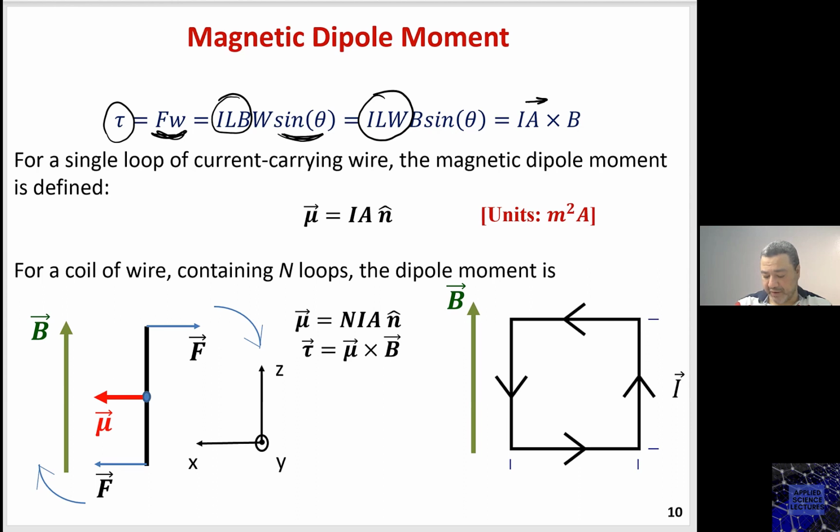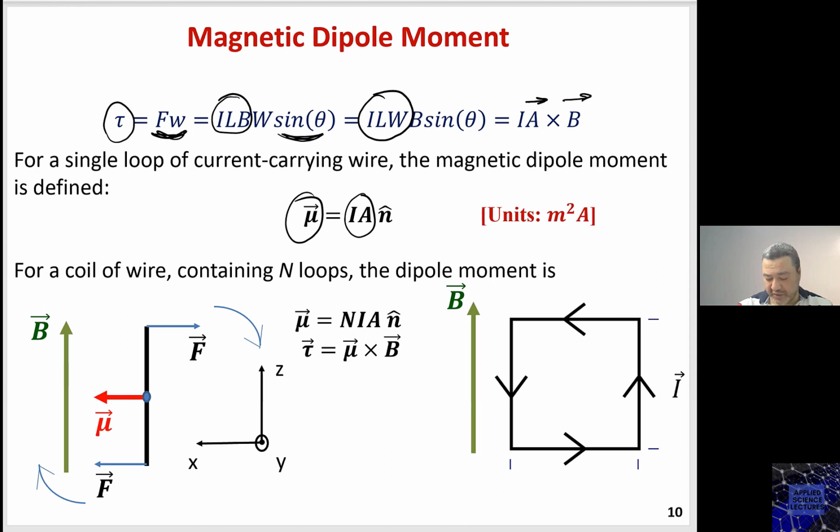And now here I have also the magnetic field as a vector, and the sine theta is the angle between this A and this B. So where is this sine theta? Now I can define a vector that is called the magnetic dipole moment. This magnetic dipole moment, that is mu, equals IAN.